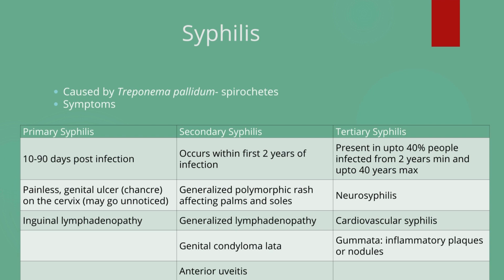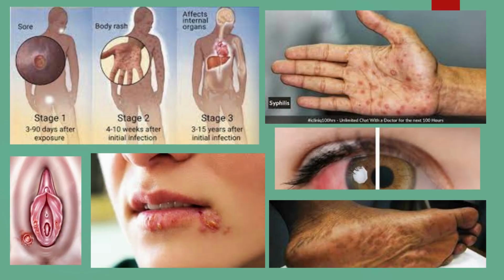Secondary syphilis occurs within the first 2 years of infection. In this, you have a generalized polymorphic rash affecting the palms and soles, generalized lymphadenopathy, genital condyloma lata, and anterior uveitis. And tertiary syphilis presents the latest, from 2 years up to 40 years max. And it presents very seriously as neurosyphilis or cardiovascular syphilis or gummata, inflammatory plaques or nodules. I've put up pictures, hopefully this helps.